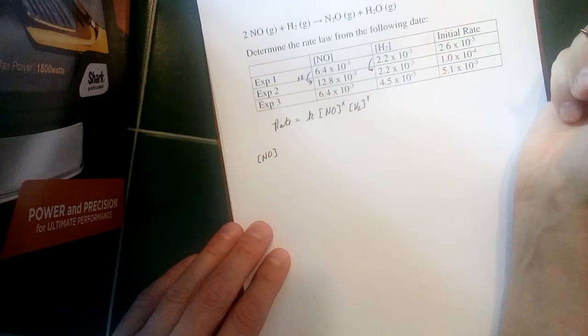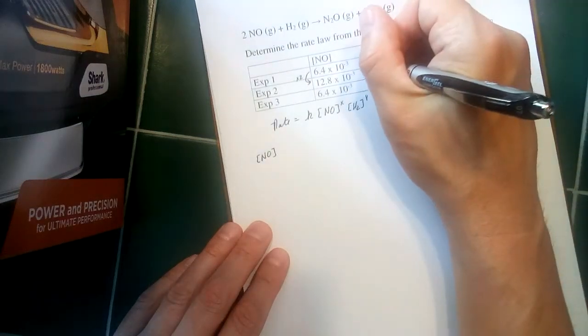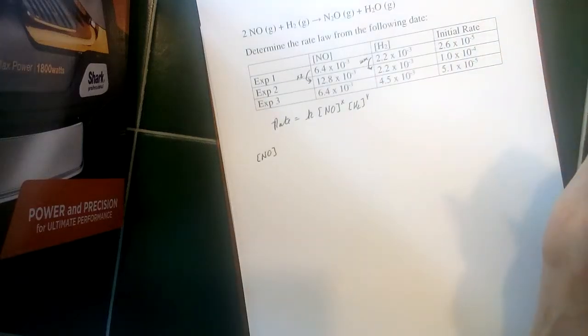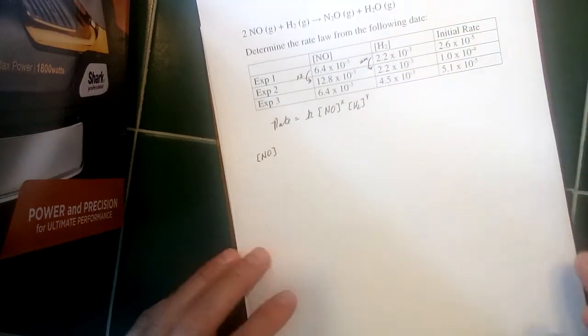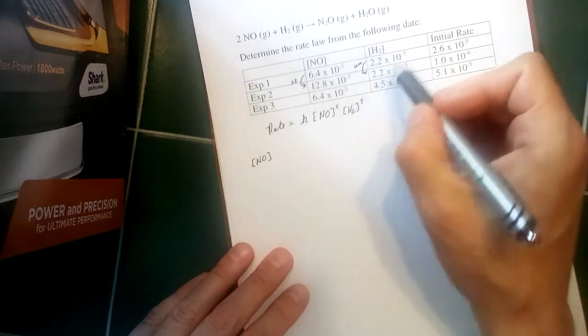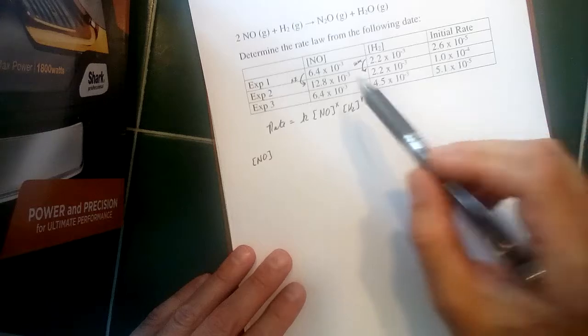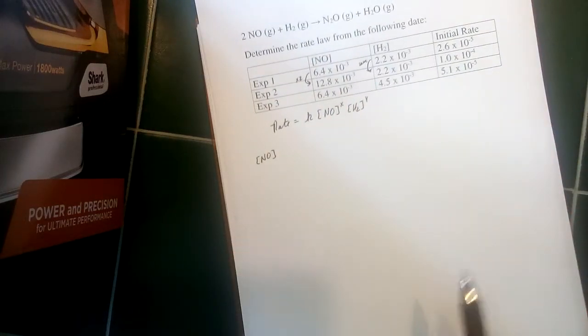In that same set of experiments, H2 or hydrogen here stays the same. So that's good. That's what I'm looking for, is where I can eliminate any effect from one of the components or all but one of the components. If I can eliminate any effect of changing the concentration of hydrogen, I can focus in on how changing the concentration of NO affects my rate.